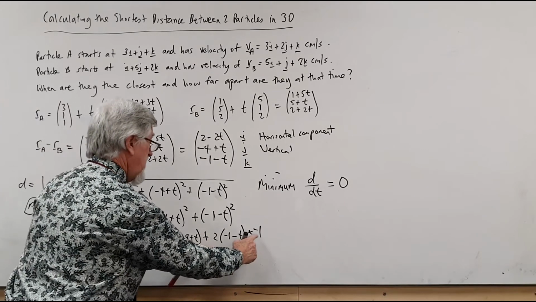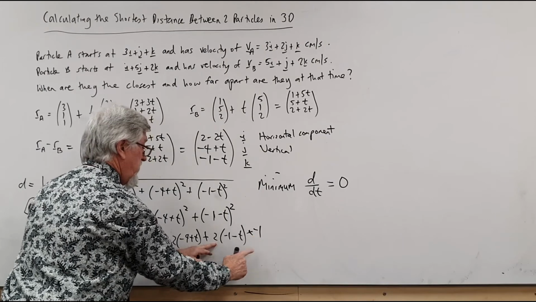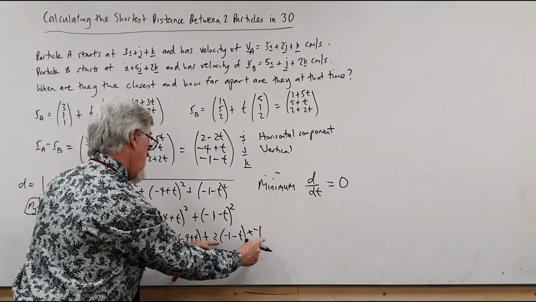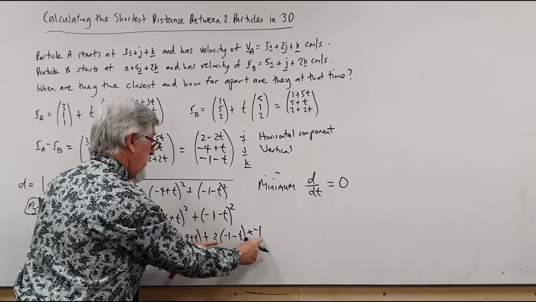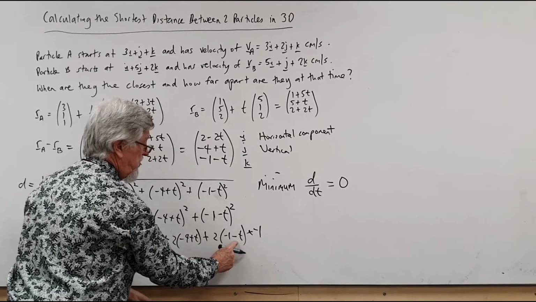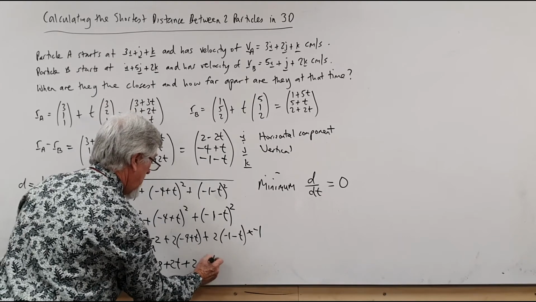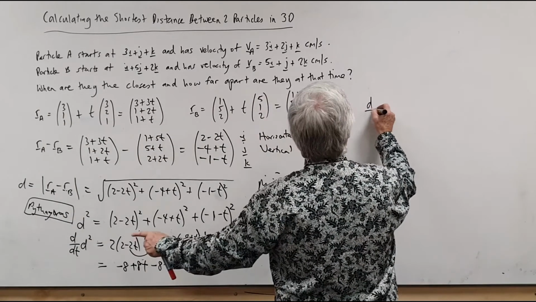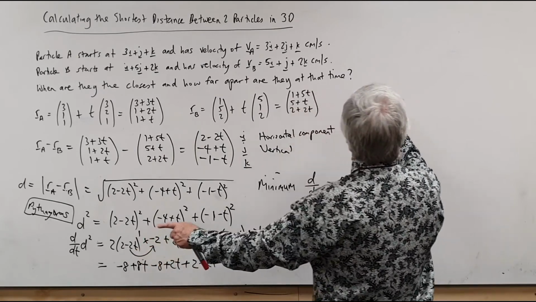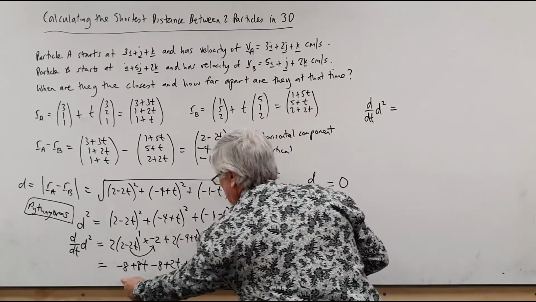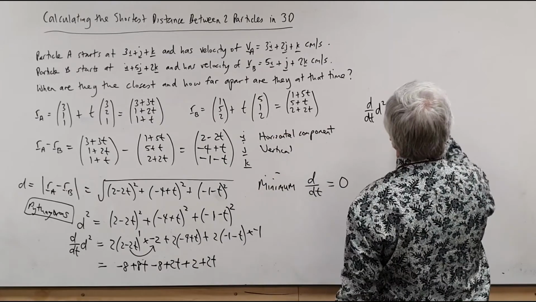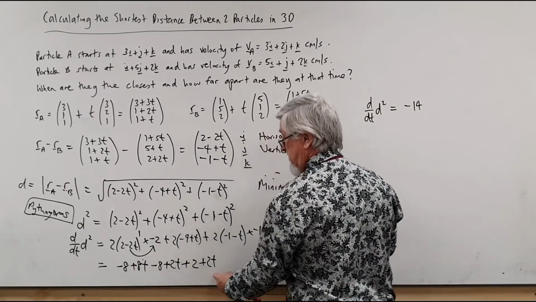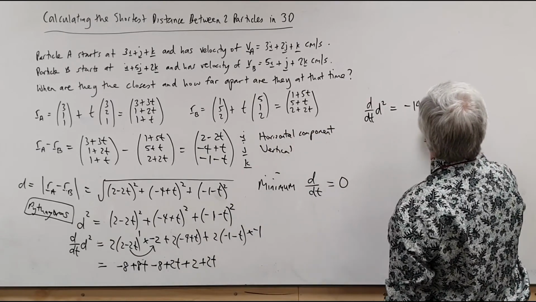This one will be minus 2 times minus 1, so that'll be a plus 2, and that one will be minus 2t, minus 2 times minus t, so that's plus 2t. And I end up with this expression. So what have I got? I've got that the derivative of d squared is minus 16 plus 2, that's minus 14. And I've got the 8t plus a 2t plus a 2t, so that's 12t.